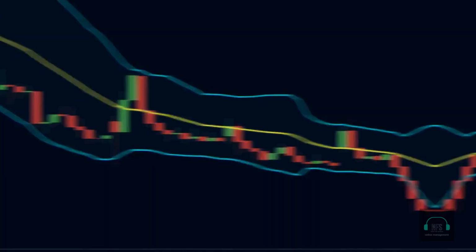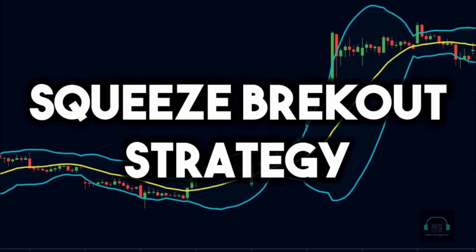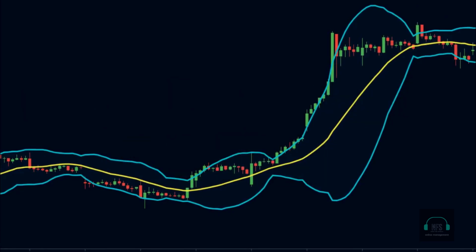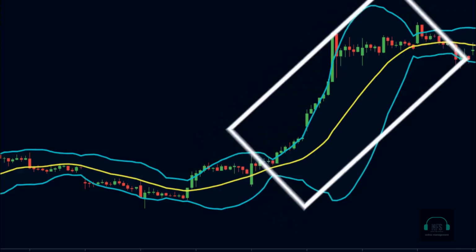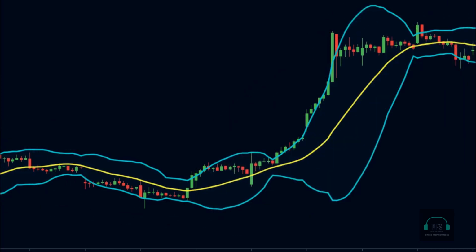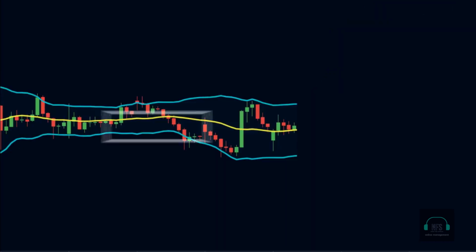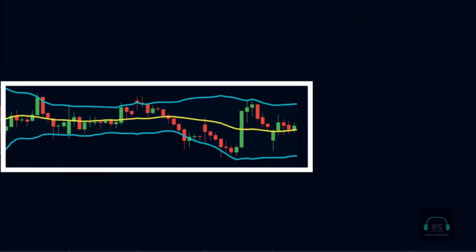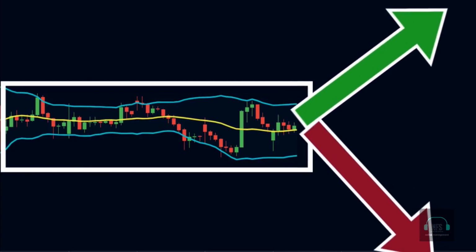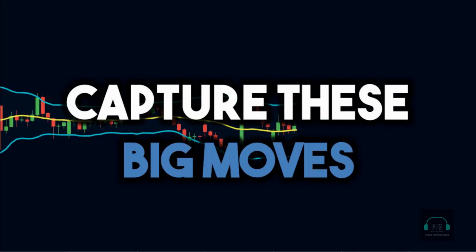Now that we have understood the basics of the Bollinger Bands, it's time to come to our first strategy. The name of the first strategy is the squeeze breakout strategy. This strategy is based on the fact that the market keeps moving from phases of high volatility to phases of low volatility. In other words, the price moves from ranging markets to trending markets. If we spot a low volatility market condition, we can expect a big move in any direction. Our goal with this strategy is to capture these big moves.